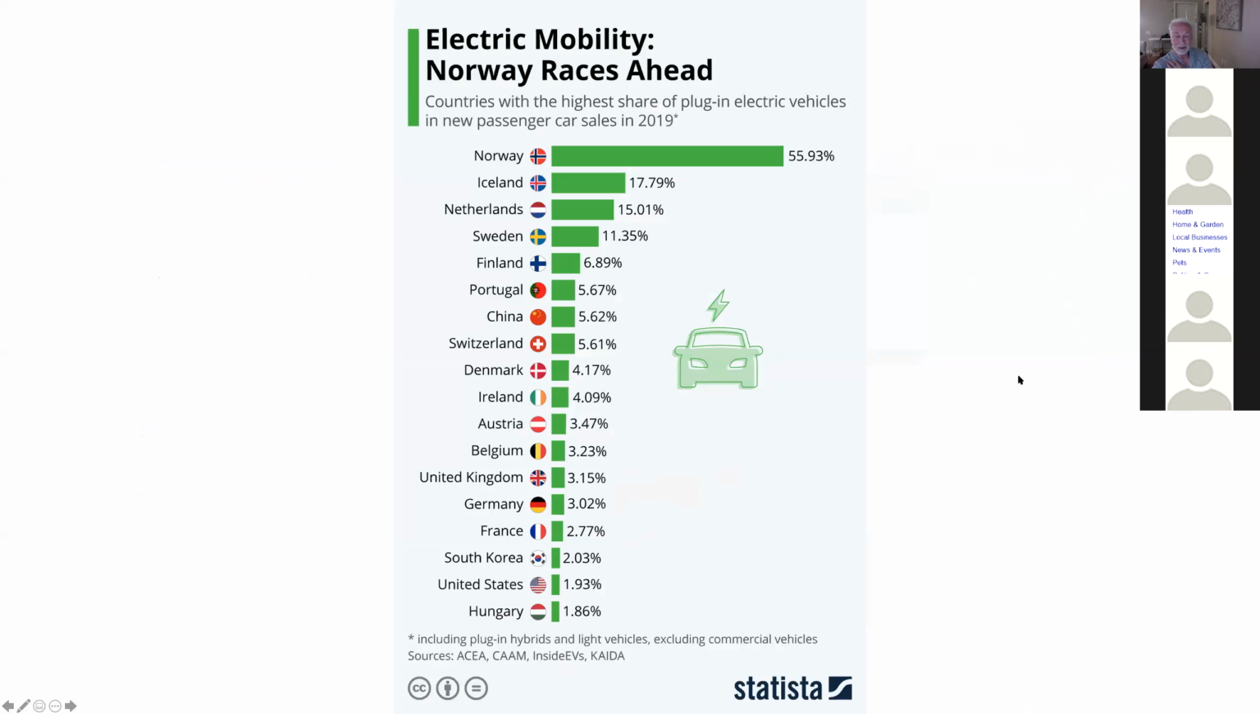What about electric cars? Cars are one of the main sources of carbon dioxide. So this shows number of countries in the world and the percentage of cars that are electric. Norway is way ahead of everybody. 56% of their cars are electric. And then it drops off real fast after that, and you go way down and down and down. United States is down at 2%. So we have a long way to go to reduce pollution from cars.